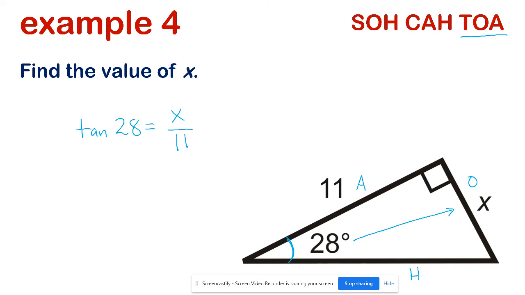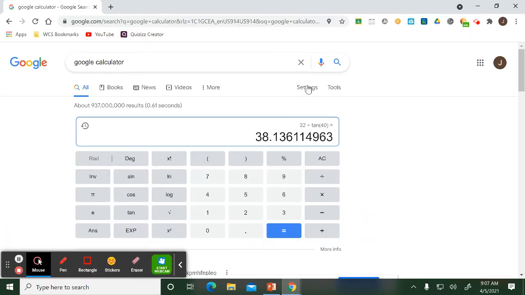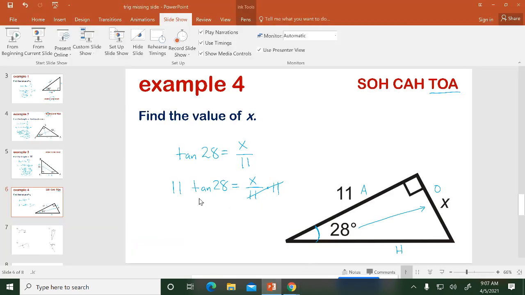And all we really need to do to work this out is multiply both sides by 11. So we have 11 times the tangent of 28 equals, and then what happens when we multiply by 11 on the right is the 11s cancel out and we just have X. So we just need to type this into the calculator. 11 times the tangent of 28. And it's approximately 5.85. Again, we're going to round up that second digit because the next number is an 8. So 5.85.